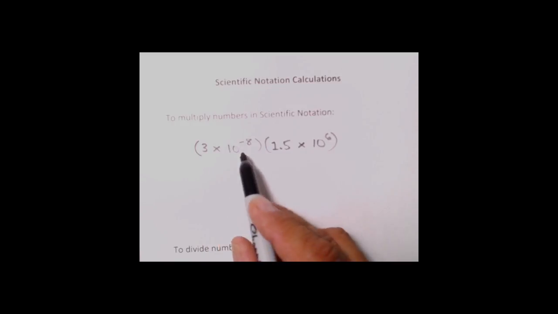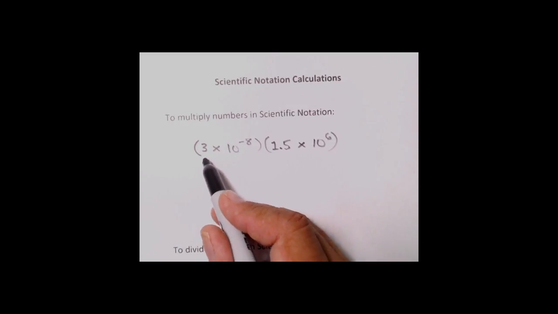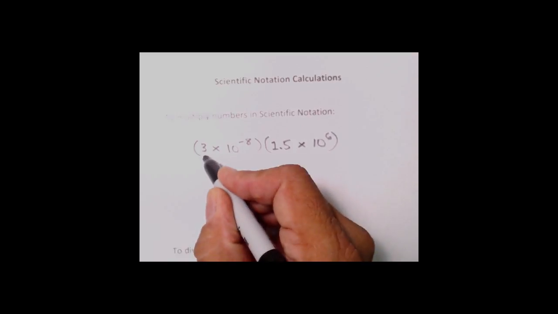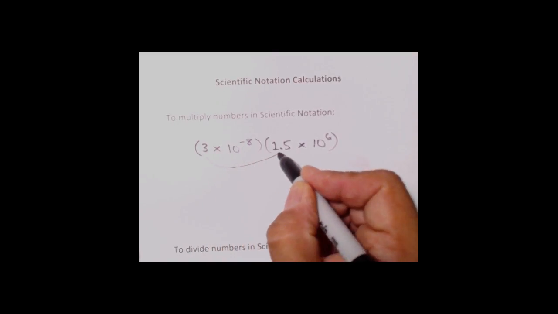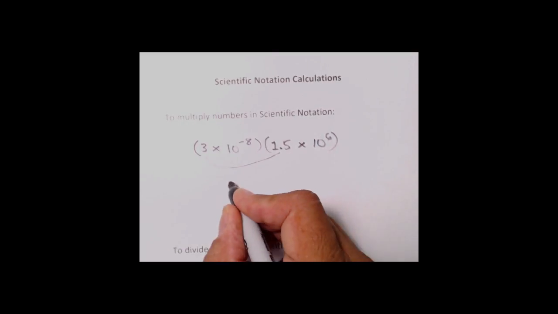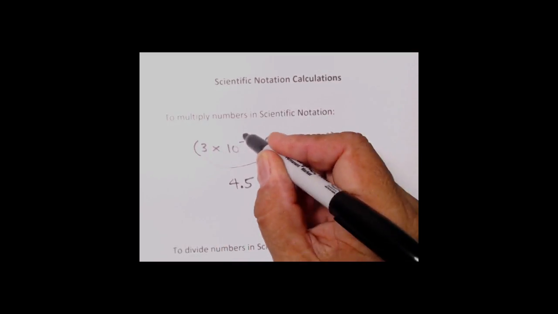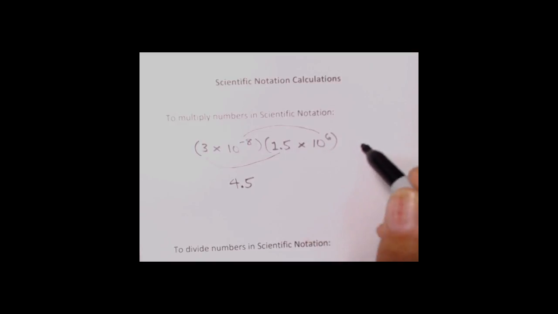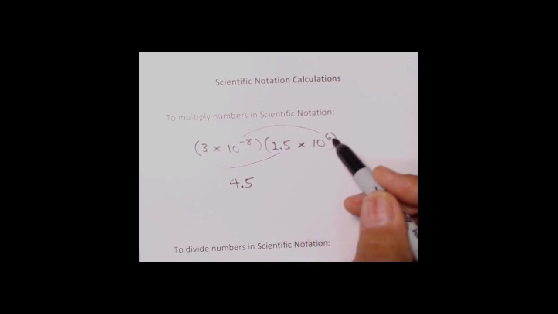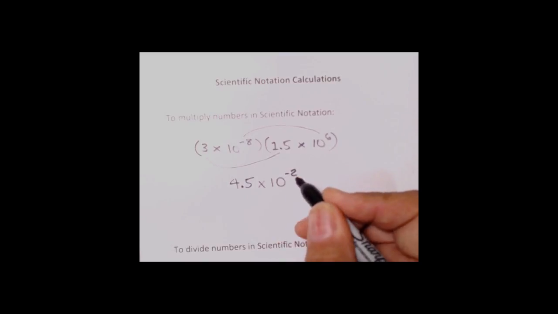Since these parts are all multiplying each other and multiplication commutes, we can take them in any order we want. So multiply the two plain numbers together. 3 times 1.5 gives me 4.5. And then multiply the powers of 10. And of course we know since the bases are the same, we simply add the exponents. So negative 8 plus 6 is times 10 to the negative 2.